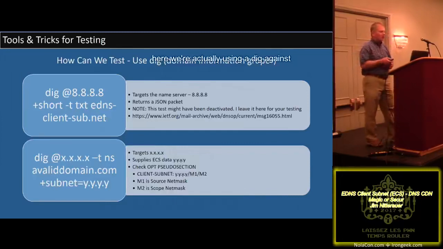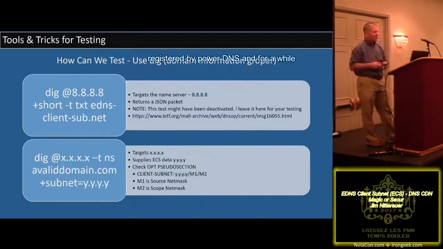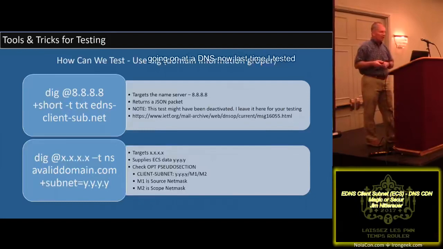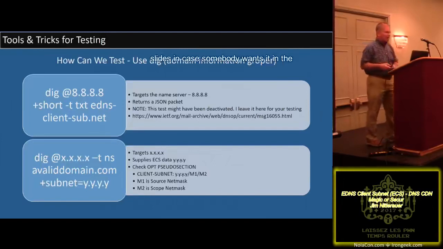In the first example here, we're using dig against Google, and we're getting a short return. This domain here, edns-client-sub.net, is registered by PowerDNS, and for a while they were returning JSON data that gave you a lot of insight into what was going on in EDNS. Last time I tested this, a couple of days ago, it didn't work, so I think they took it down, but I'm going to leave it in the slides in case somebody wants it. In the presentation, they may put it back online.